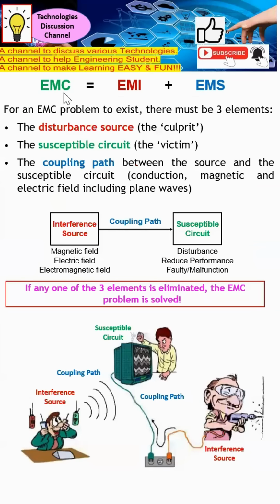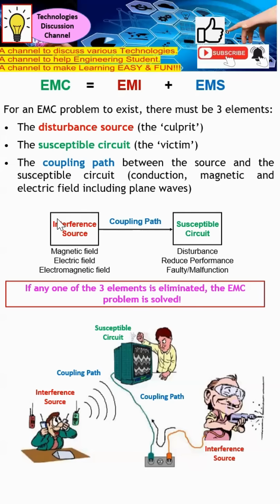Next, in order to have an EMC issue, there must be three elements. The first one is the disturbance source, basically the noise, which is what we know as the culprit. Next is the susceptible circuit, which is the victim. Next, how does the noise source reach the victim? It is through the coupling path. Let's take a look at this diagram. This is the noise source, this is the victim. How does the noise source reach the victim? We call this the coupling path.